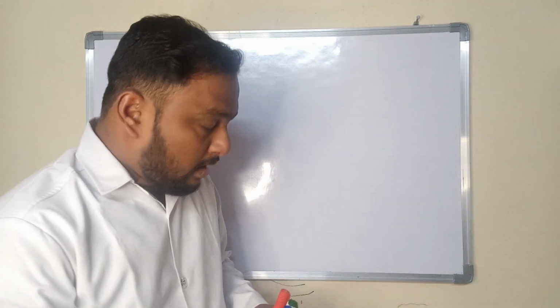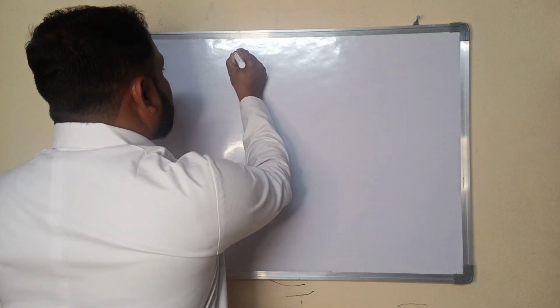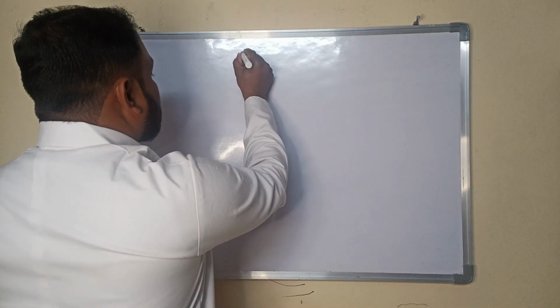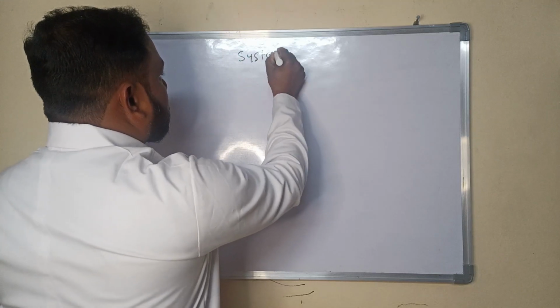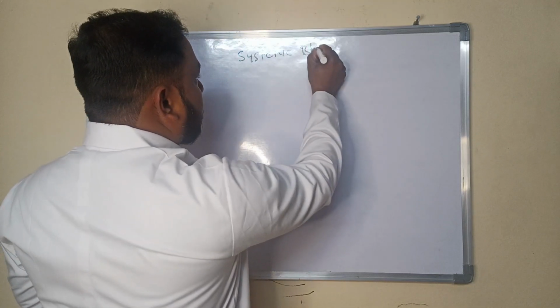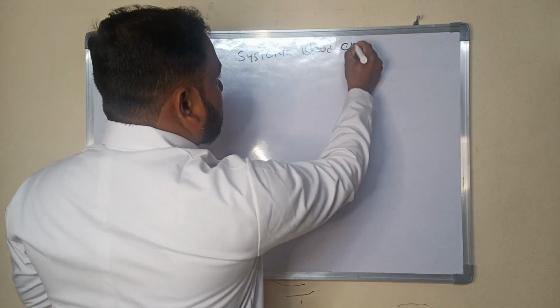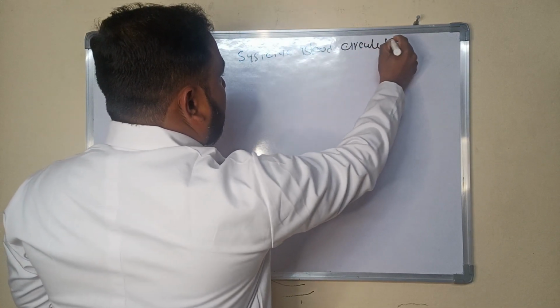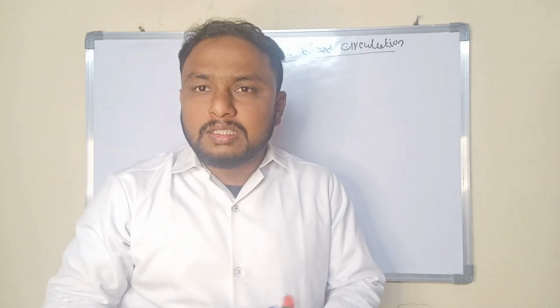Today's topic is a simple basic anatomy of the heart and systemic circulation. Okay, systemic blood circulation in the human body. So, let me tell you basic things. Okay, in the circulation and heart anatomy, what is the first topic? Systemic blood circulation. Okay, systemic circulation of the heart.